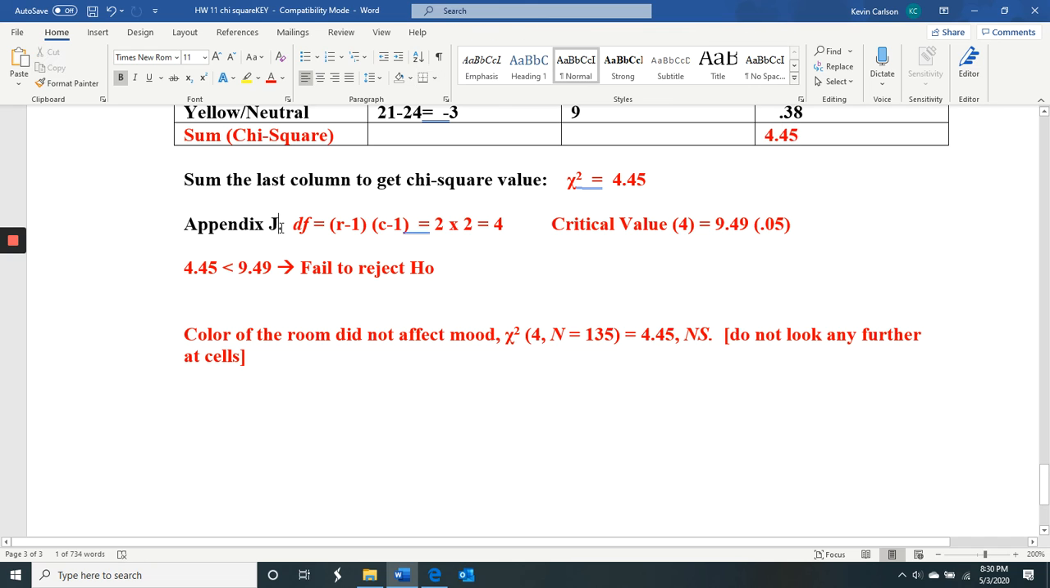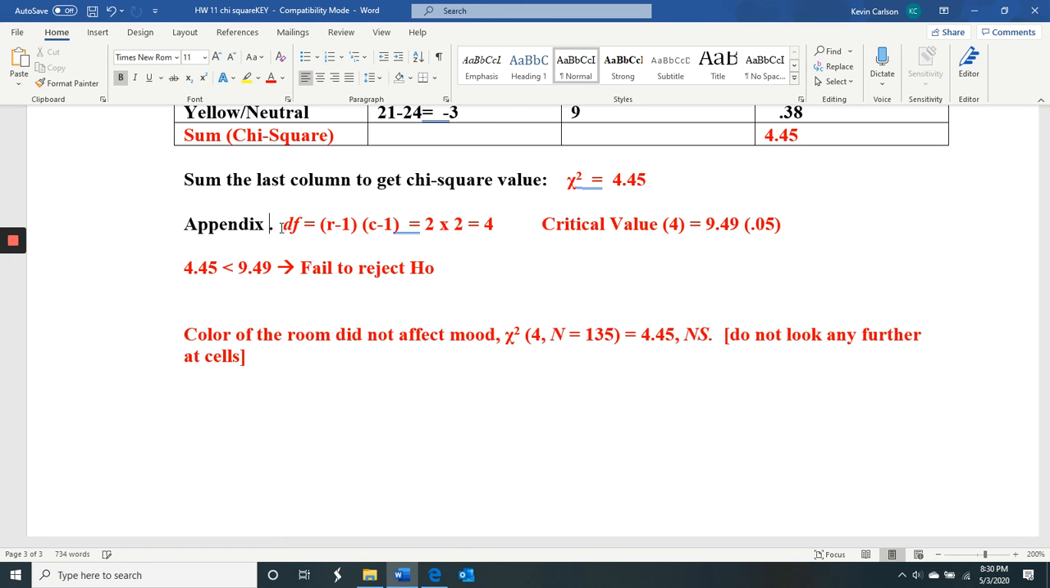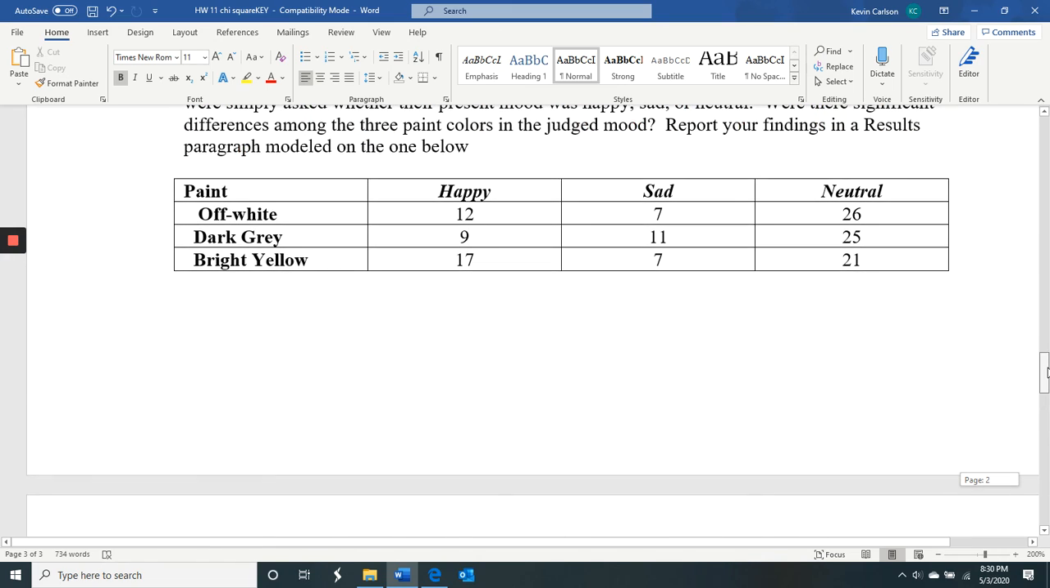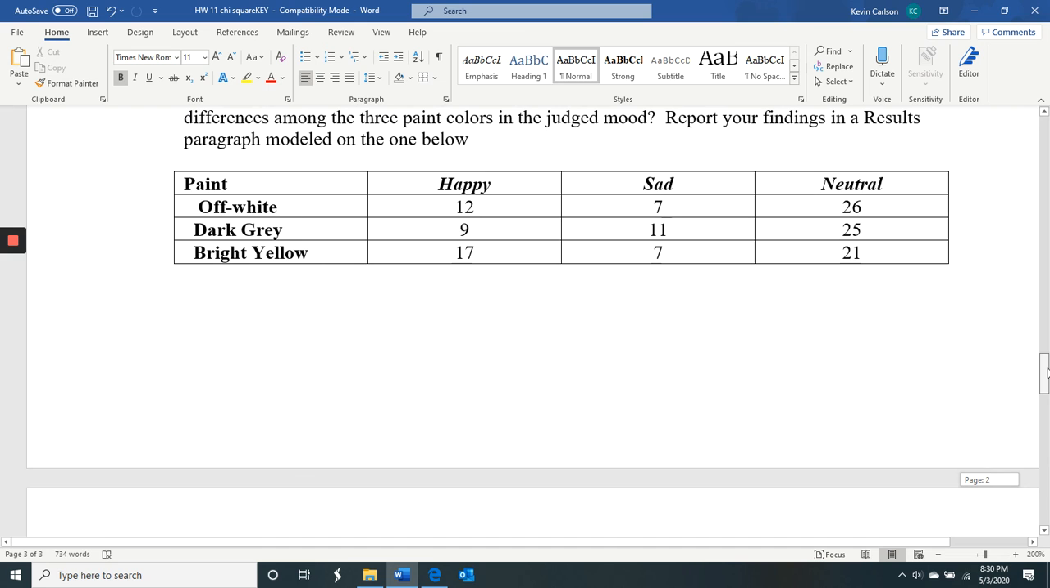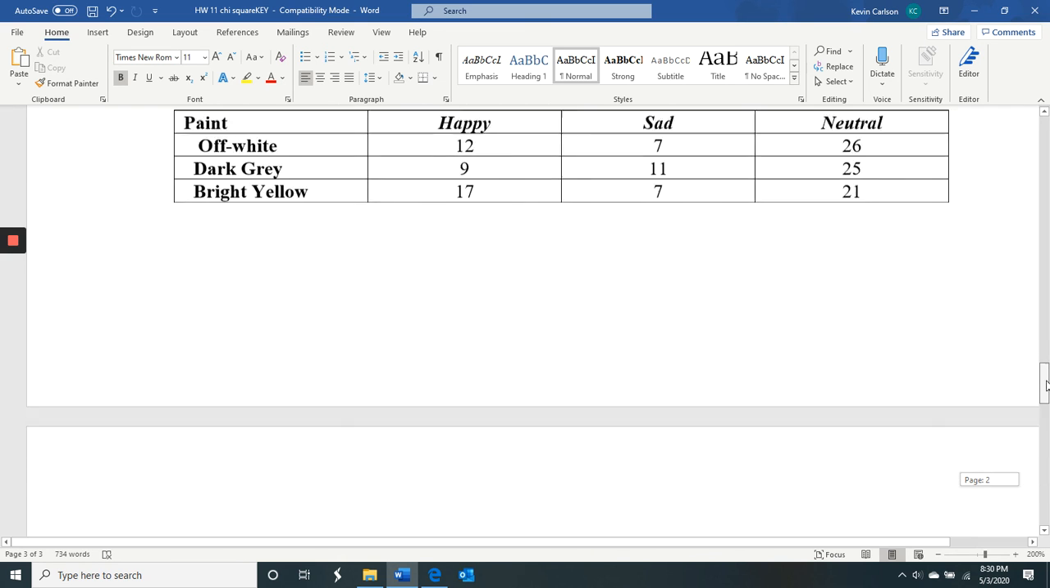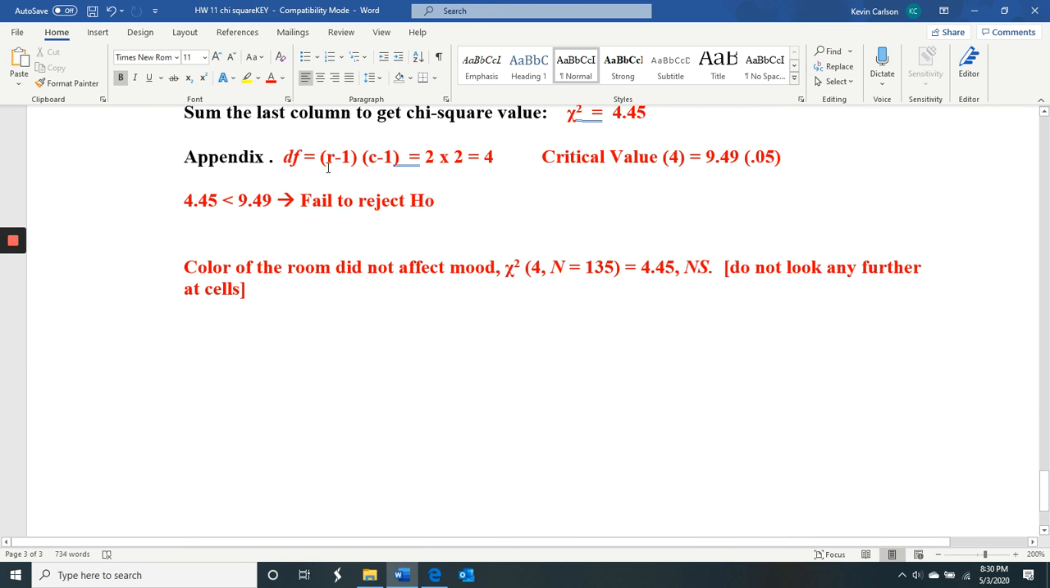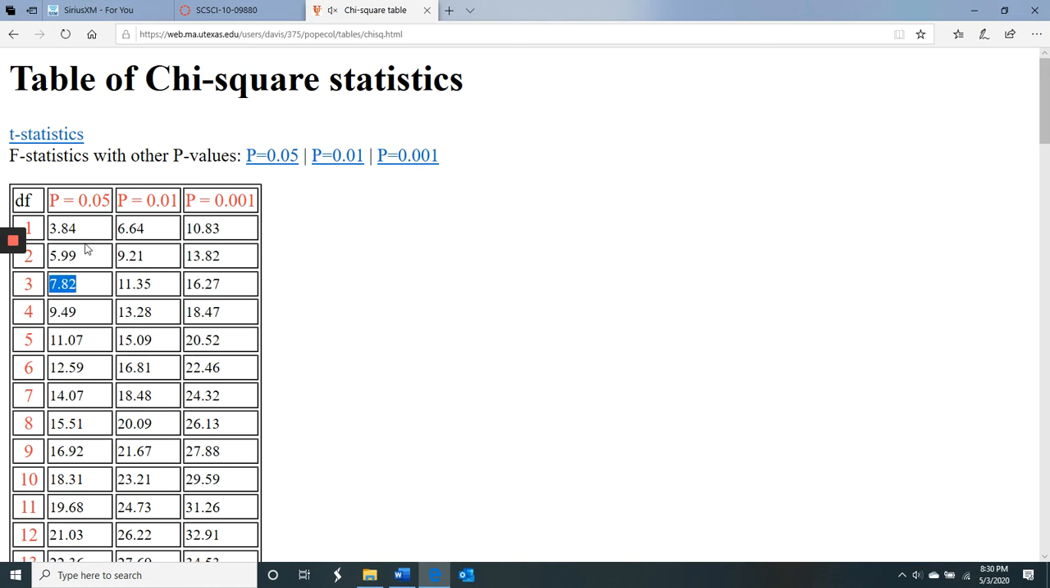And so you can use your appendix or you can use the web page I gave you. Remember, we have 3 rooms of different colors. And then we have 3 moods that people report that they're in. They're either happy or sad or they're neutral. So we have 3 rows and 3 columns. So 3 minus 1 times 3 minus 1. That's 2 times 2 is 4. So 4 degrees of freedom right here.